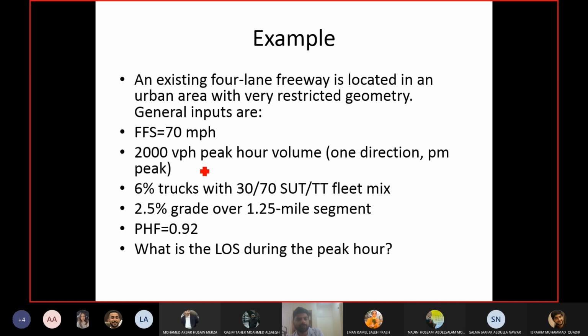We have 2000 vehicles per hour peak hour volume, one direction. It's in the PM peak. We have 6% trucks, and they are using the heavy mix, the default mix, 30-70: 30 for single unit and 70 for trailer trucks. This highway has a 2.5% gradient over 1.25 mile length. Peak hour factor 0.92, and we want to find out the level of service.